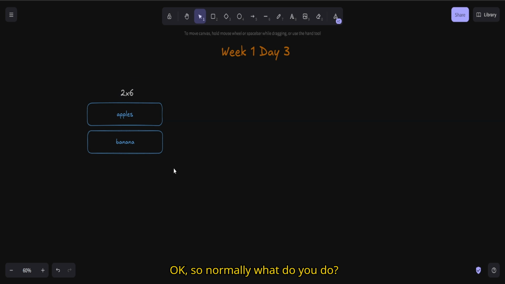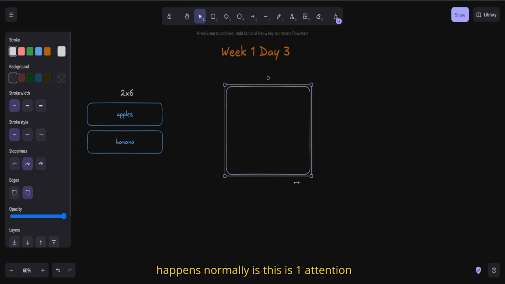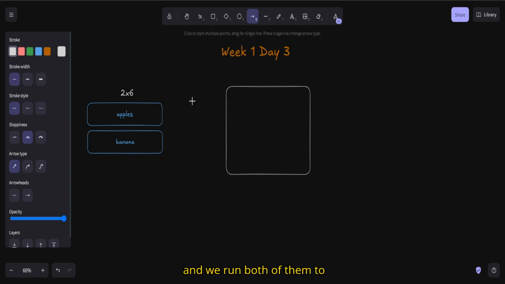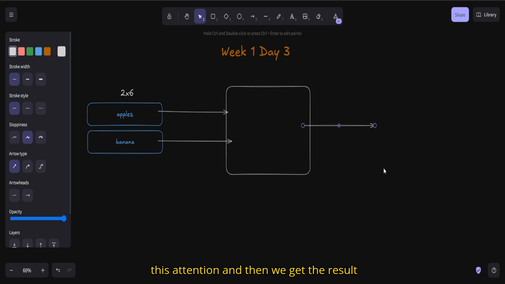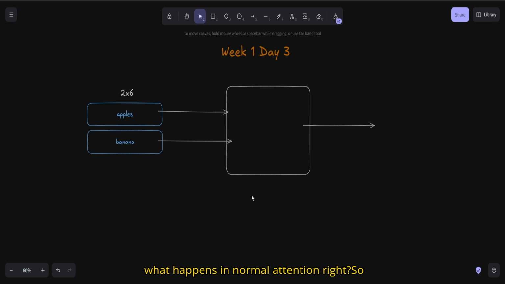Normally, what do you do? Let's say apples and banana are my input, right? This can be anything, but I'm saying apples and banana. These are my two inputs. This is my input vector. It does not make sense here, but we'll explain it. What happens normally is this is one attention, and we run both of them through this attention, and then we get a result. That is the whole thing. In the attention, what happens we have taught you, but this is what happens in normal attention.